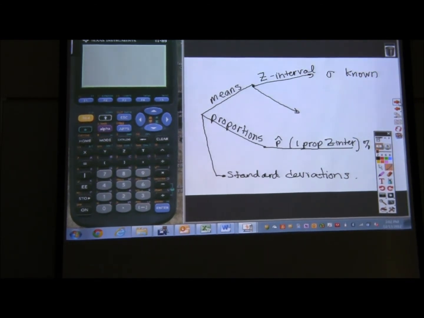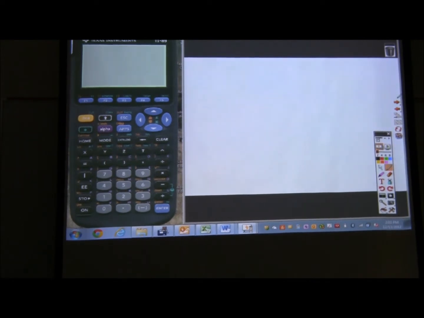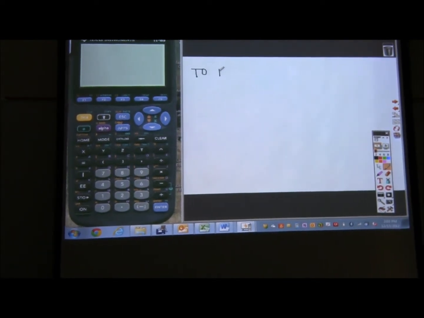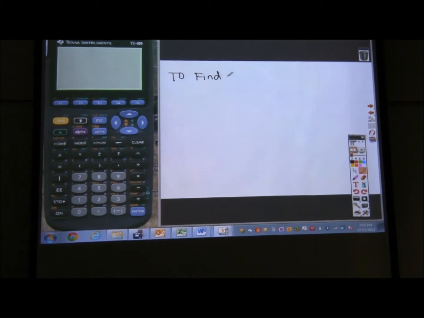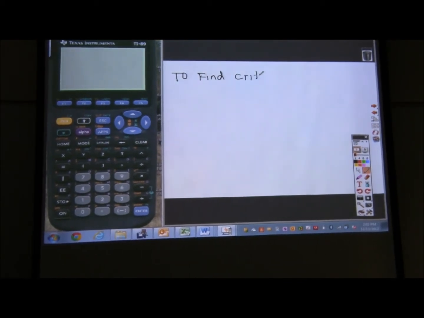So to find a critical value on a z-interval, why are you moving? Because it was out of right where you are. Can you see? I can't get exact.